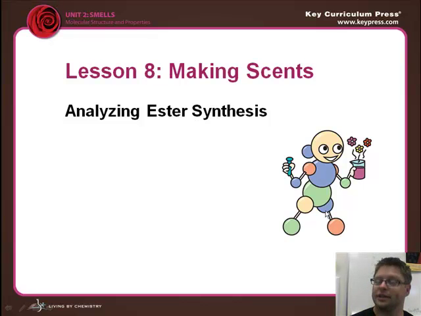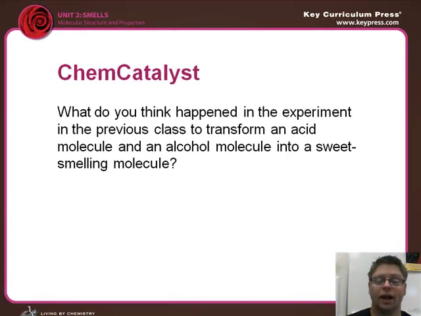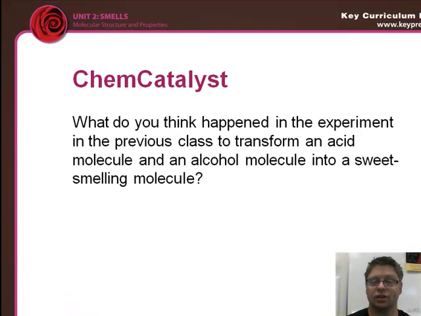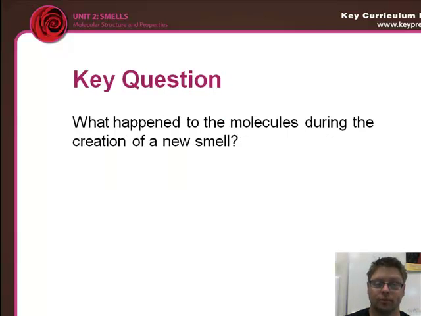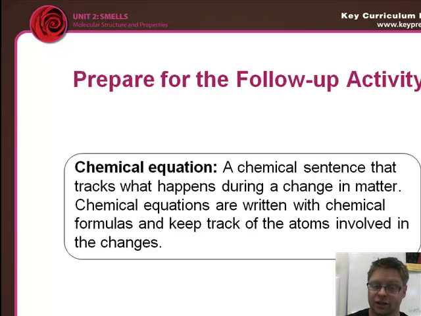So in the lab today, we looked at what happened in the experiment. What happened to cause the acid molecule and an alcohol molecule to come together and form a sweet molecule. So what was going on at the molecular level, at the atomic level, to change this smell? We're going to also be able to define a chemical reaction and review that concept and define what's called a catalyst. In this activity, we used a catalyst to help speed up that reaction.